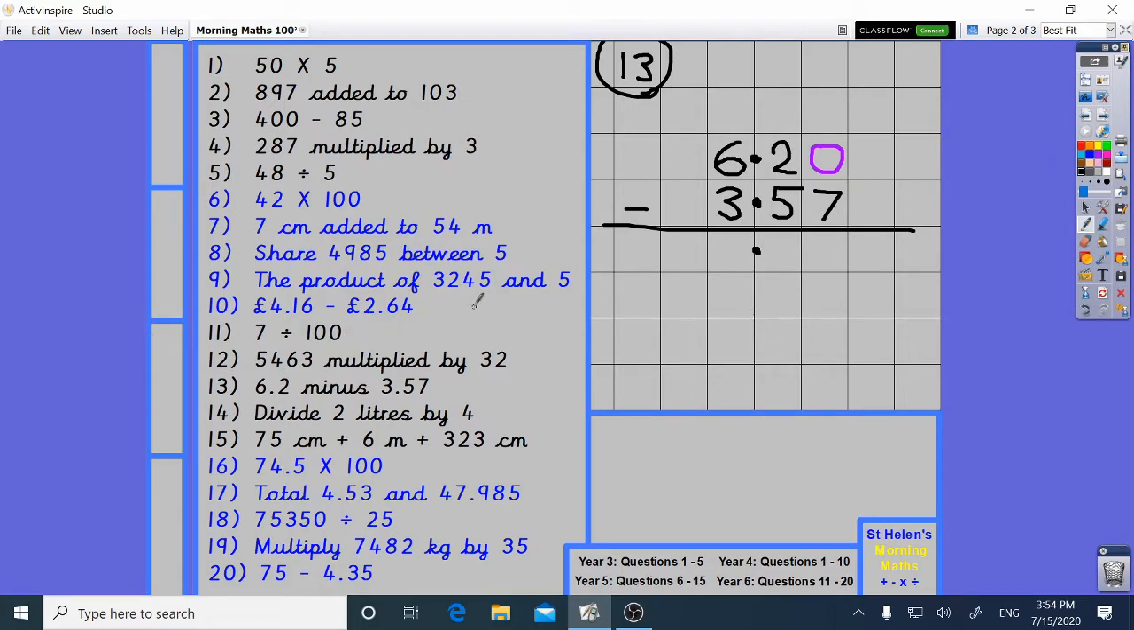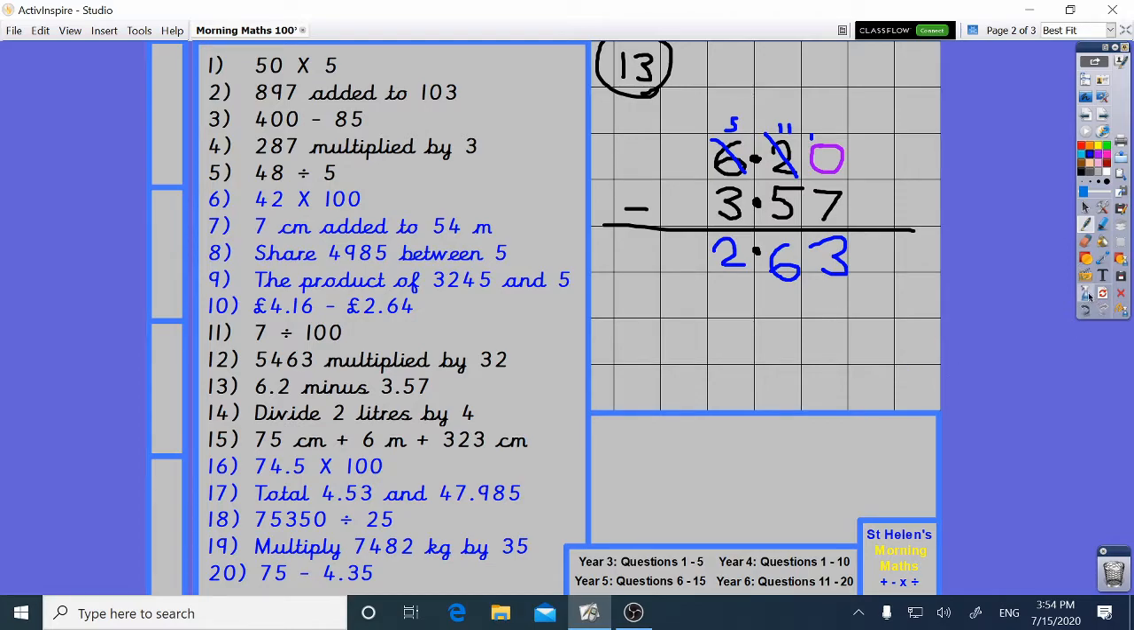So 6.2 minus 3.57. You have to place this 0, as I'm sure you remember. 0 take away 7 we can't do. Get some help. 10 take away 7, 3. 1 take away 5 can't do. Get some help. 11 take away 5, 6. And 2. 2.63. 6 and a bit. We took something off. We end up with 2 and a bit. That looks right to me.